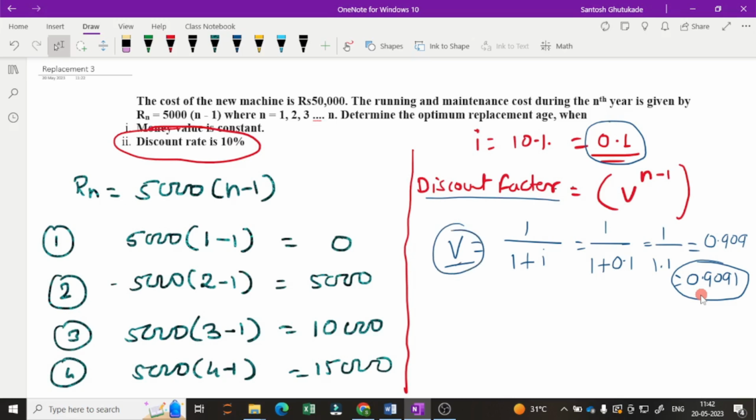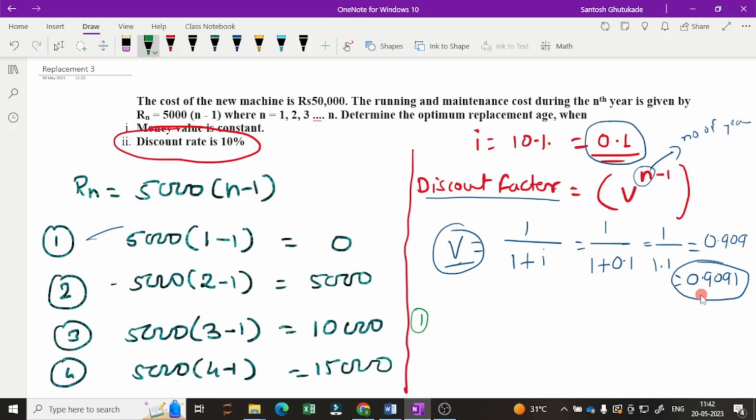Okay, now we have to calculate the discount factor for each year, where n is the number of the year. Similar to this, for the first year, second year, third year, we have to calculate the discount factor for each n. So for the first year, what is the discount factor?